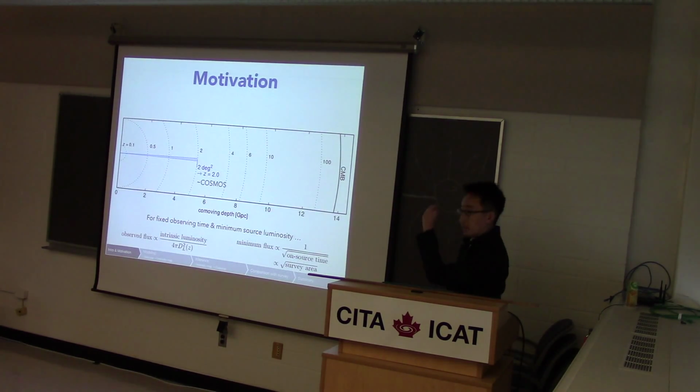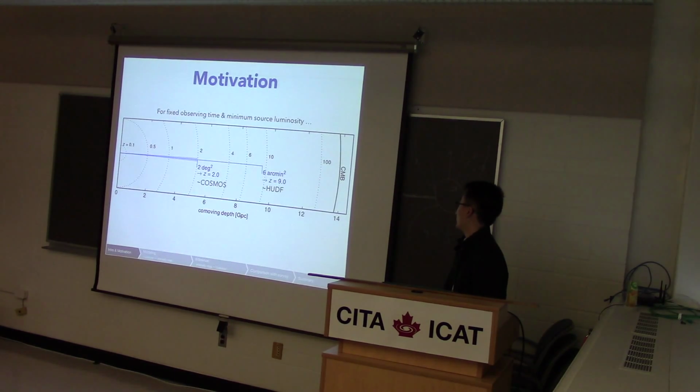Right? And so if you go a little bit narrower in your area but keep all the same parameters, let's say 6 arc minutes squared, you can get out to a redshift of about 9. This is about the size of the Hubble ultra deep field. But if you want to go a bit wider in area, right? So let's say a few hundred square degrees, then you can only get out to a redshift of about 0.7 or so. Okay.